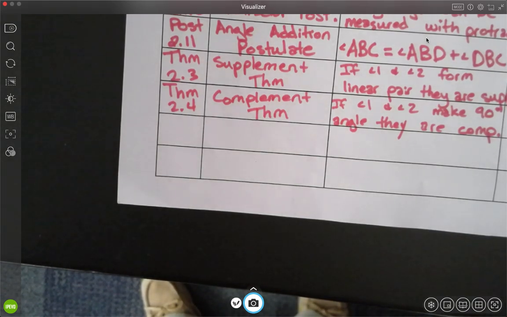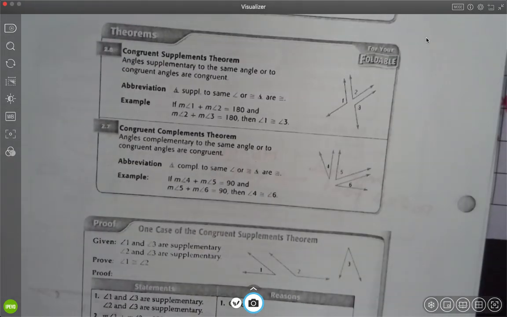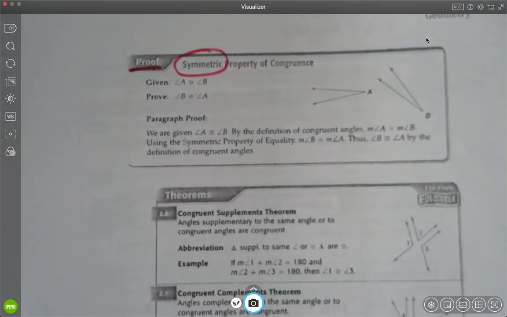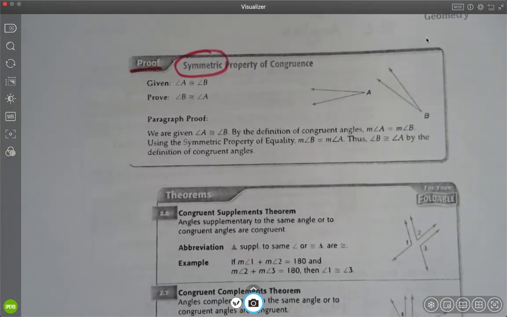Alright, we've got a couple proofs here. So they prove the symmetric property. I'm not gonna go through that proof. If you wanna read it, you sure can, of how they prove that two things are symmetric, like how we know that if angle A is the same as angle B, then angle B is the same as angle A. They've gone ahead and proved that. If you want to read through that, that's kind of interesting. But I'm going to go down to this one.